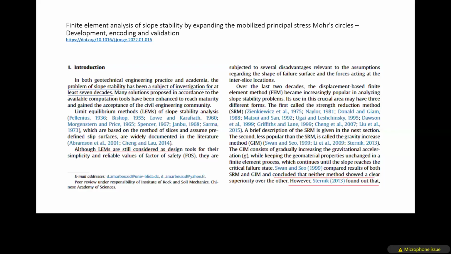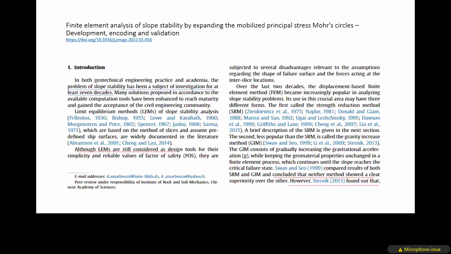You start with a very general statement. In both geotechnical engineering practice and academia, the problem of slope stability has been a subject of investigation for at least 7 decades. Can you see, the first sentence of this paper gives some importance to what these researchers are doing, right? So that is the thesis statement given by these authors. And the second sentence, many solutions proposed in accordance with the available computation. So he is now establishing what they are planning to do, right?